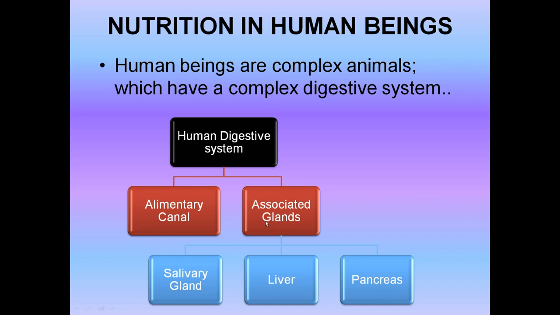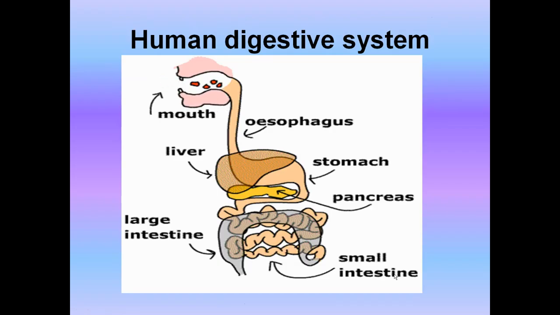They secrete secretions, and those secretions come in contact with the food substance. These associated glands are the salivary glands, liver, and pancreas. Okay? Now you can see over here a beautiful animated video.